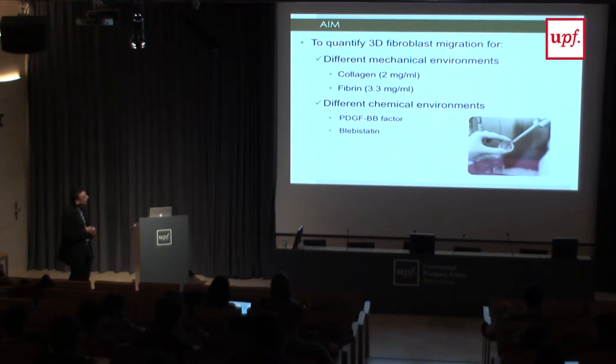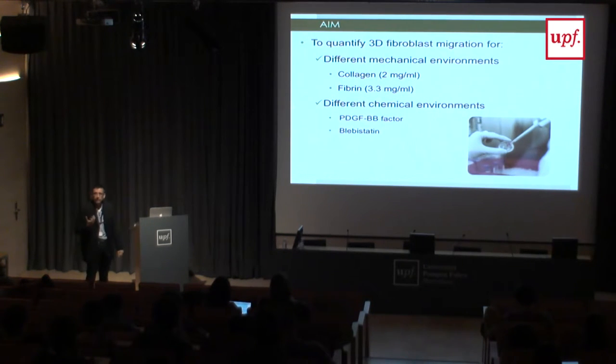So the idea is to understand how the extracellular matrix properties regulate the migration of fibroblasts in 3D. For that, we compare two different kinds of materials: collagen, which is the normal tissue we have in healthy tissues, and fibrin, a tissue that normally occurs when we have a wound. And we incorporate different chemical factors to understand how these chemical factors regulate the behavior of the cells.